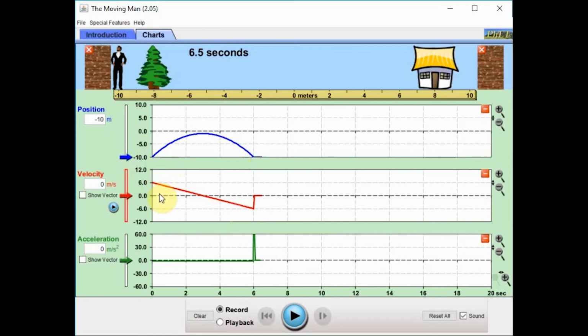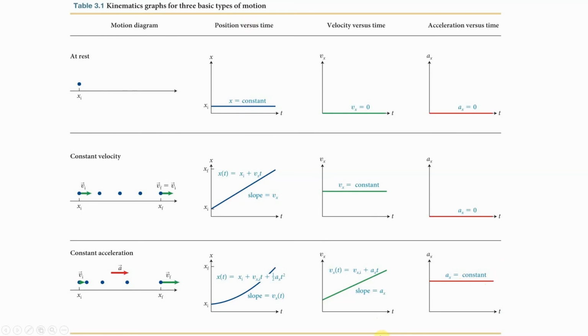So here with a positive velocity, I'm moving to the right. When my velocity is 0, I'm stopped. When my velocity is negative, I'm moving to the left. Here my acceleration was negative everywhere until I smacked into the wall at 6 seconds and we came to a sudden abrupt halt.